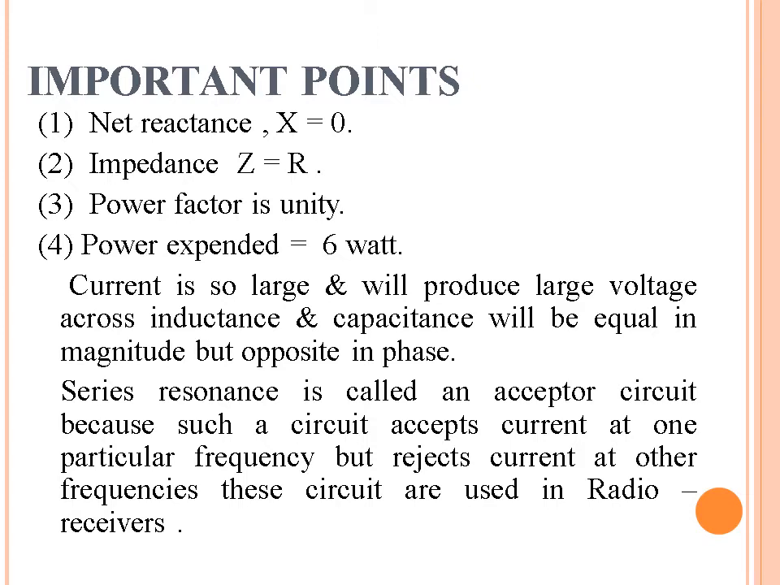But here the series resonance circuit is called an acceptor circuit, because such a circuit accepts current at one particular frequency but rejects current at other frequencies.